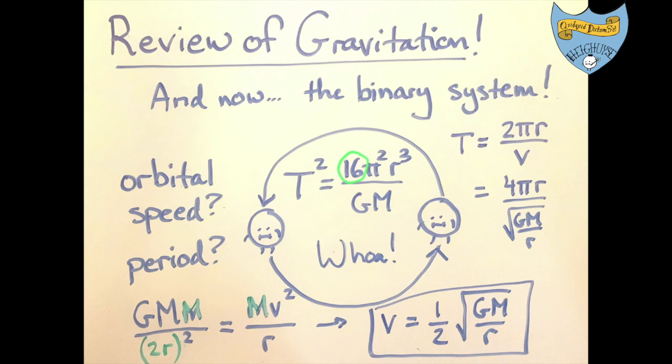But notice, as long as we're careful, we can analyze it using the same kinds of things with which we would analyze any circular orbit. And that's gravitational force and centripetal force and the formula for a period. We just have to make sure that we are careful about understanding what is meant by R in each of those equations.